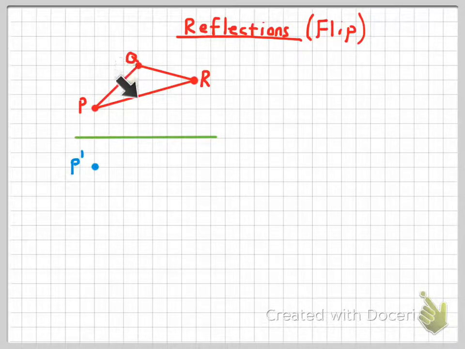Similarly, Q is 5 units above the line of reflection, so its image will be 5 units below.